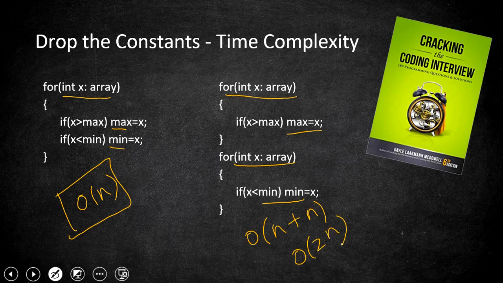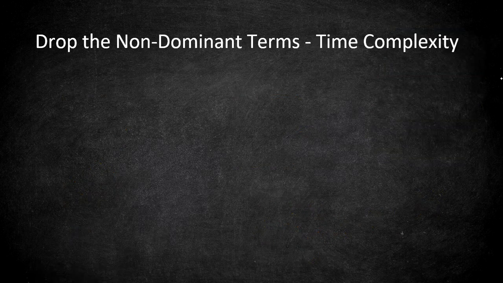And the rule is, if there is a constant, either small or big, there can be 500 or 1000 or anything, you can ignore this constant. And again, this time is actually big O of n only. This is the first rule. So here is the second rule, which is nothing but drop the non-dominant term.